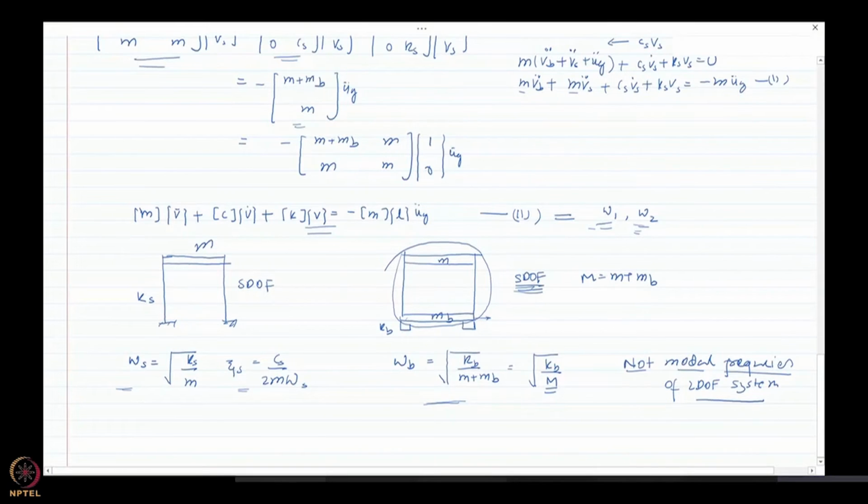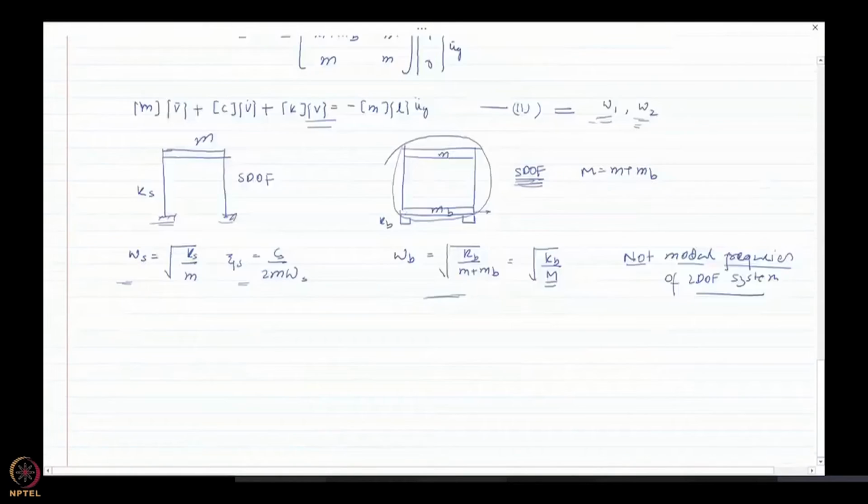But above, I'm not doing that. So in general, the frequencies of this and of the 2 degree of freedom representation and this single degree of freedom representation system won't be the same. But we will see that for a base isolated structure, it might be close, because of some parameters or the inherent property of the isolators that we use. We will see how we do that.